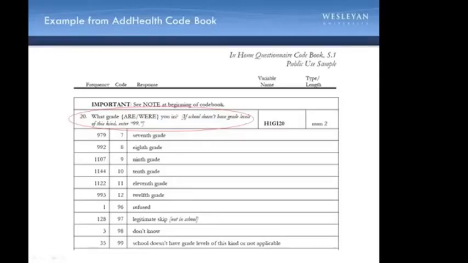You can see that 7th through 12th grade are logically coded as the numbers 7 through 12. 96 indicates that the adolescent refused to answer. 97 indicates a legitimate skip for the adolescents who are not currently in school. 98 indicates don't know, and 99 is recorded in a case where the school does not have grade levels. These numeric values, again, are known as dummy codes, as they are included in the dataset but carry no direct numeric meaning.